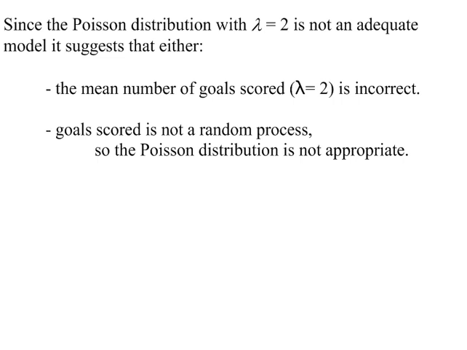So it's possible that the value of lambda was inappropriate. We had the wrong value of lambda, but the Poisson distribution was okay. Or it could be that goals scored is not a random process. This is one of the conditions for a Poisson model to be valid. Events must occur randomly. So perhaps the Poisson distribution is not appropriate at all.